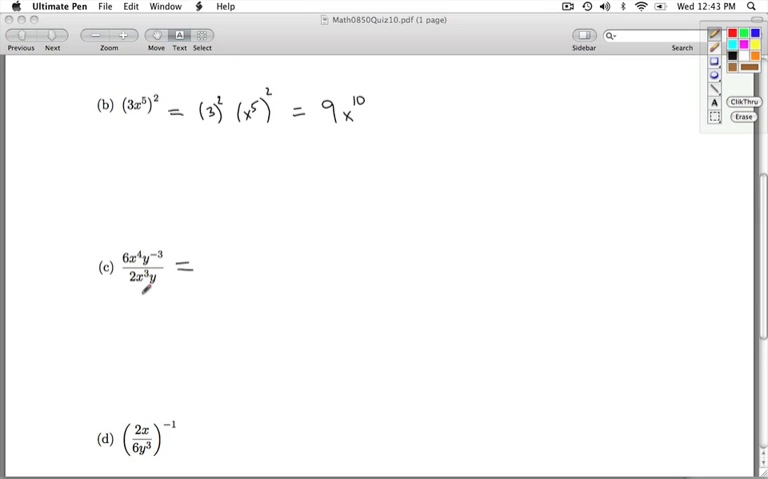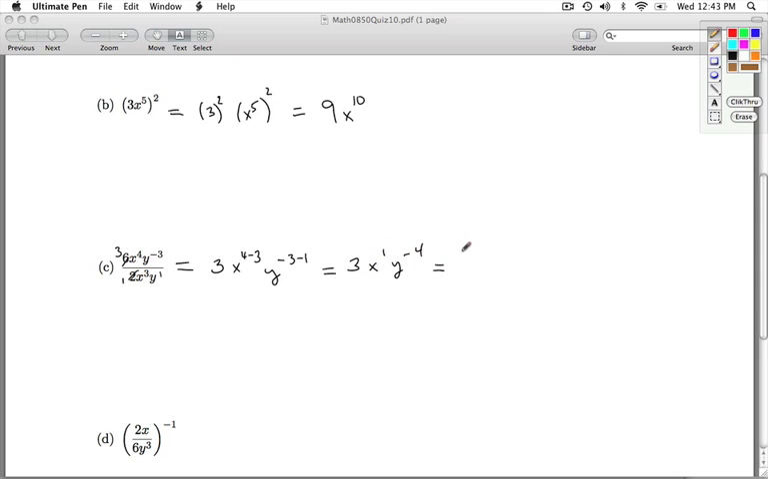Letter C. I can start to simplify these coefficients right away. So I'm going to have 3. And now I look at what's happening. I'm dividing. And when I divide with the same base, I subtract the exponents. So I have x to the 4 minus 3, using the quotient rule, y to the, and once again, y is the same as y to the first power, so I have that. So I get 3 x to the first, y to the negative 4th.